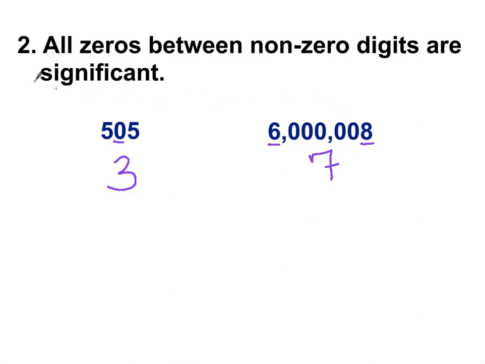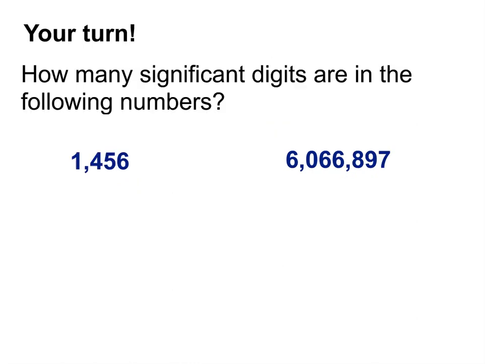significant digits. So let's pause before we talk about the rest of our rules and see if you can answer these 2 questions. All right, so hopefully you took a look at this and you said, you know what, there are no zeros in that number. It is just non-zero digits. This number has 4 significant digits. And over here, this number, 6,066,897, every single one of these is significant. So that means we have 7 significant digits.